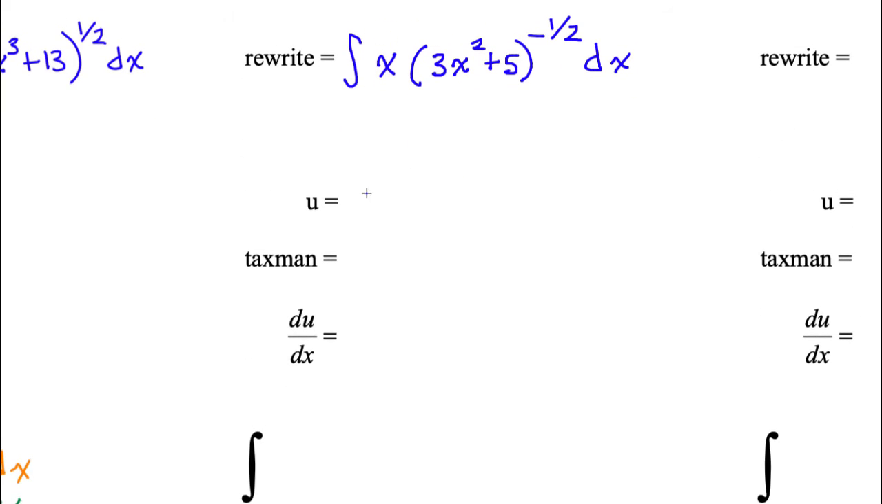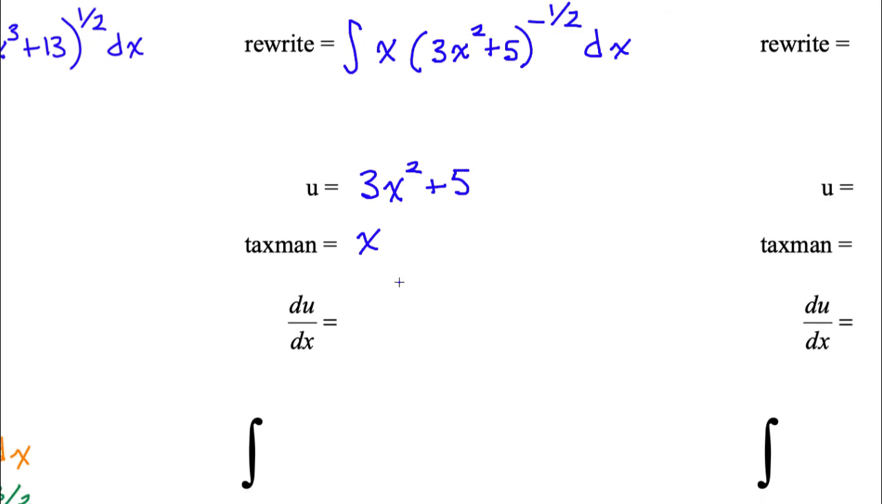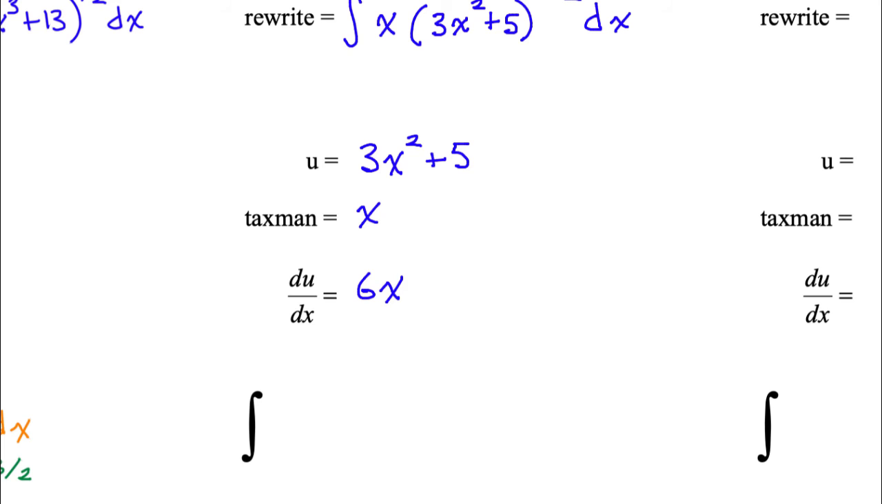Our u, the inner here, is 3x squared plus 5. Our taxman knocking out the front door is x. When I take the derivative, I get 6x. Luckily, our variables are indeed going to cancel out when we pay taxman. We're going to pay taxman 1/6.